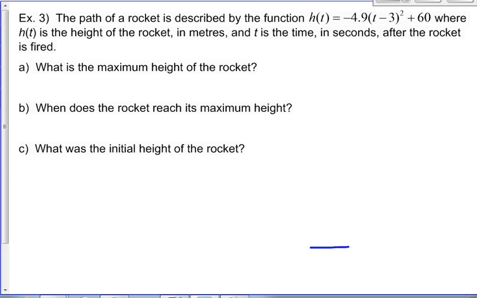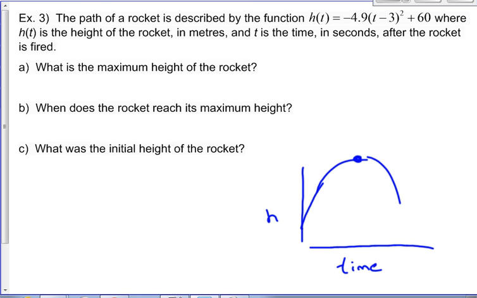If I were to graph this, there's a time and there's a height. I'm not going to bother to actually draw it, but I could if I wanted to. What is the maximum height of the rocket? So at some point, it's a parabola, it goes up, it reaches a max. Am I looking for an x-coordinate or a y-coordinate of that vertex? Since it's going to be a height, I'm looking for the y-coordinate.